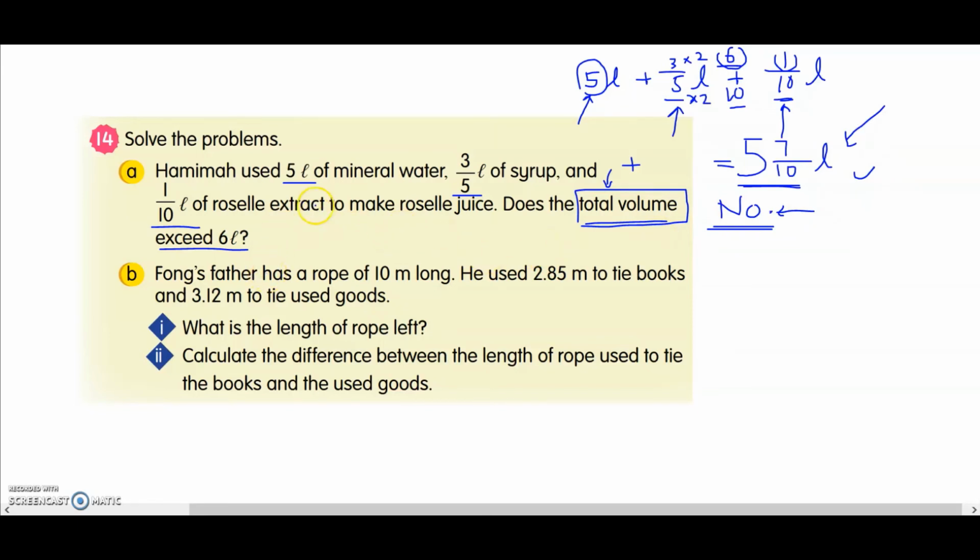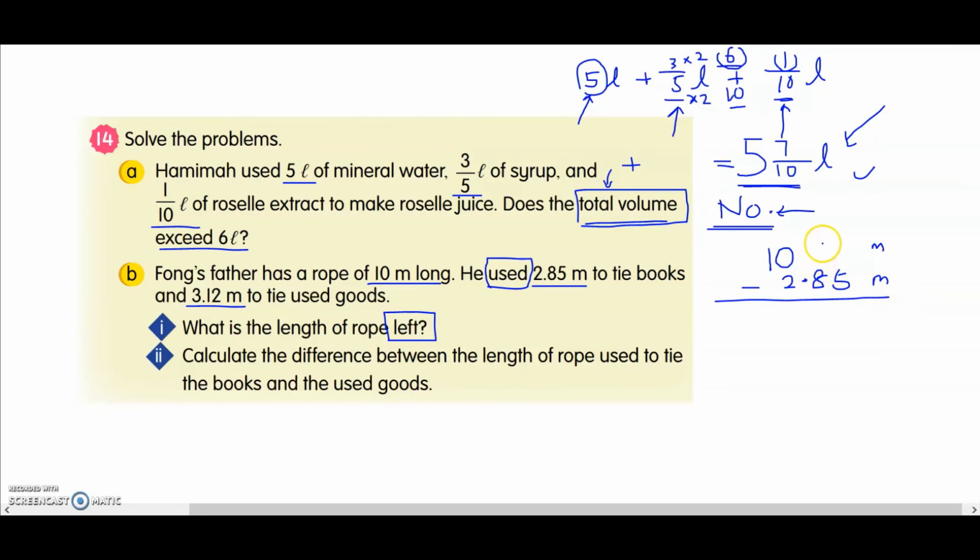Okay, for B, Feng's father has a rope of 10 meters long. He used 2.85 meters to tie books, 3.12 meters to tie used goods. Question 1, what is the length of the rope left? Okay, so the keyword is left. So you see left, you have to minus. So he has 10 meters. He used 2.85 to tie books. So we minus 2.85 meters first.